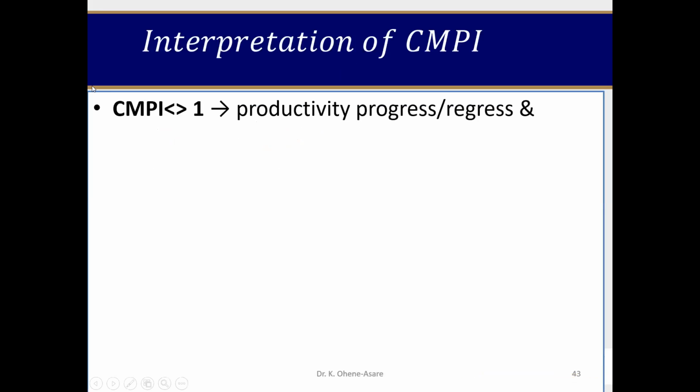If you estimate the productivity, because we are using input, because it's cost, we want to minimize it. Because we are dealing with minimization, anytime the value is less than 1, it is progress. And anytime it is greater than 1, it is regress. We know this already. Anytime it's equal to 1, it is constant. Progress is the same as improvement. Regress is the same as deterioration or decline. And constant is the same as stagnant.